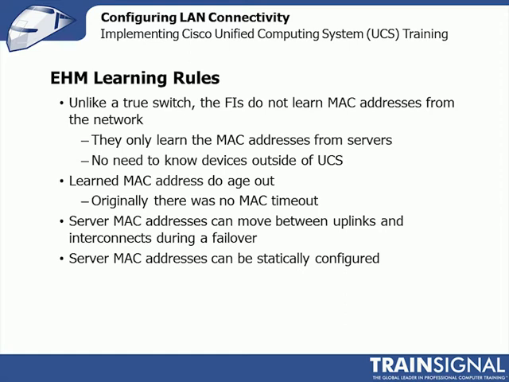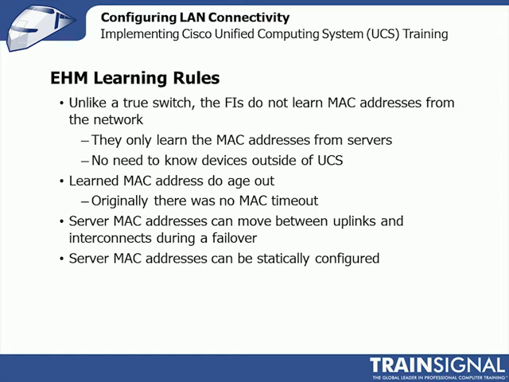Server MAC addresses can move between uplinks and interconnects during a failover. That's absolutely correct. If I'm pinned to uplink 1 and uplink 1 fails, I'm going to be repinned to, say, uplink 2, and the MAC address for that blade is going to be moved from 1 to 2, and it'll send out what's called a gratuitous ARP and let the upstream switches know it has moved.